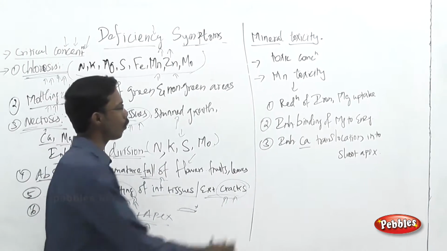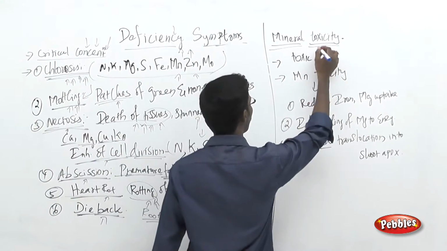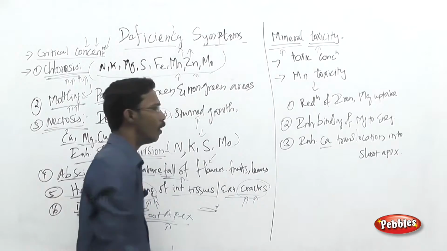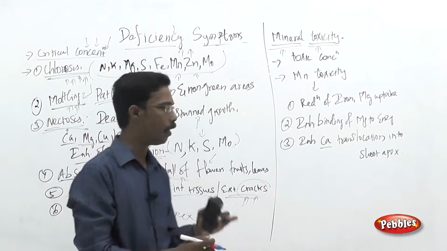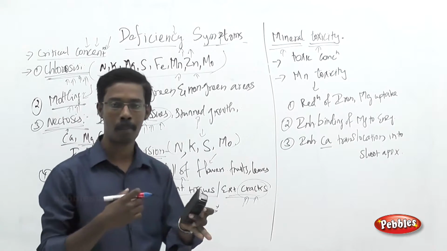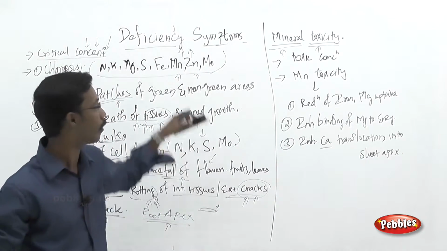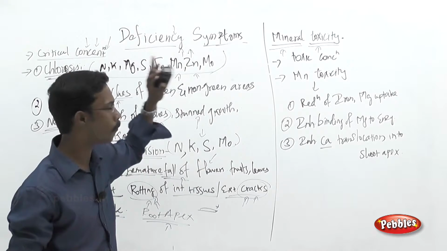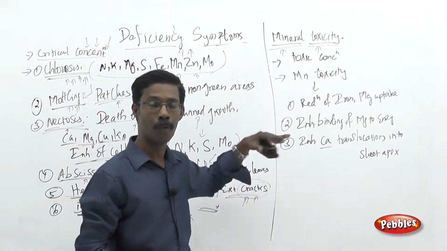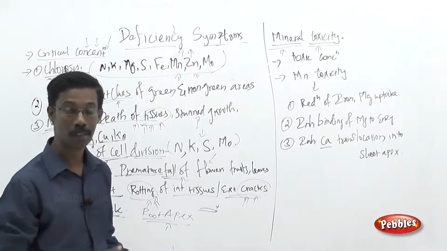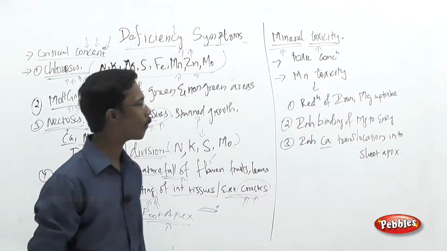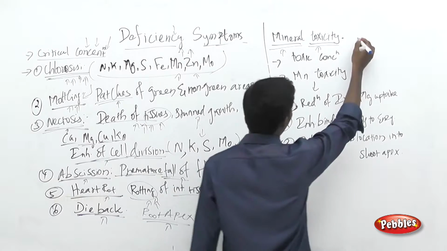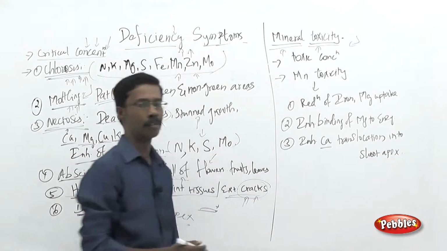Now we are going to move to the next area, mineral toxicity. As I told you, the minerals are always required at an optimum concentration. When the concentration falls below the required concentration, it will cause deficiency syndrome. When the concentration goes beyond the required or optimum concentration, it will cause toxicity to the plant. And when are we going to call this a toxic concentration?